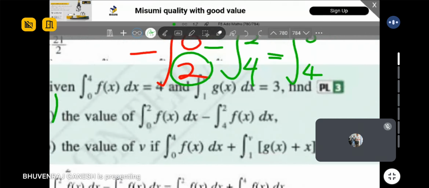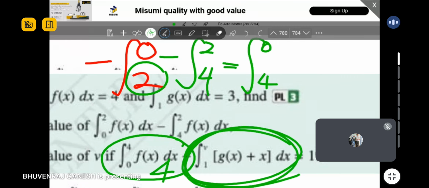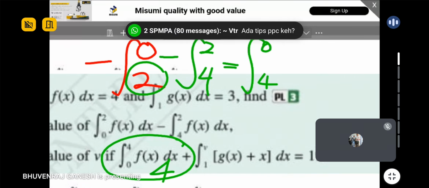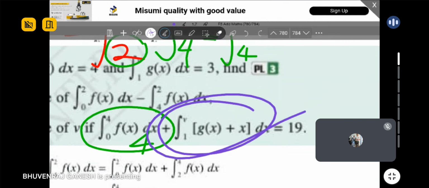Okay, all right. So for question B, they want you to find out the V value, cari nilai V. Okay, so for this one, you have the value already. Nilai ni adalah 4. So kamu kena selesaikan yang ni saja. Just solve this. So guys, how do I solve this right hand side? Macam mana saya boleh simplify yang ni? What is the concept?